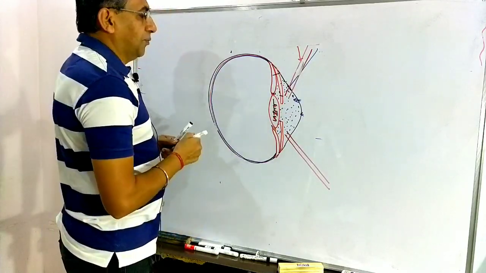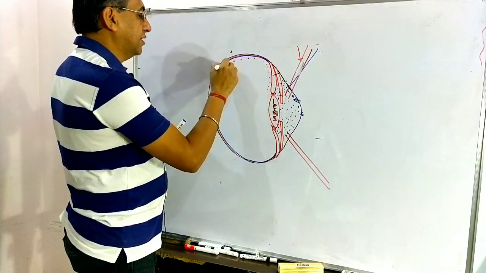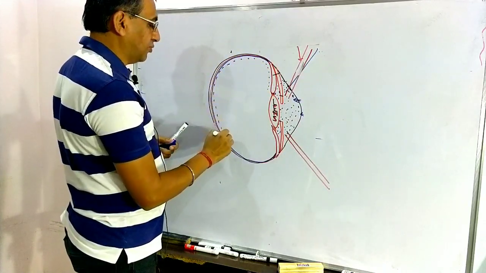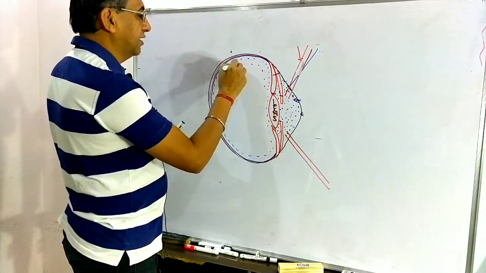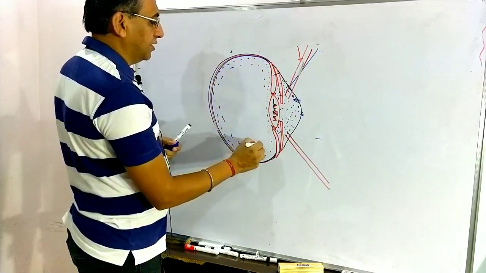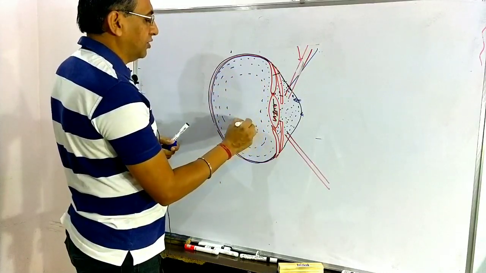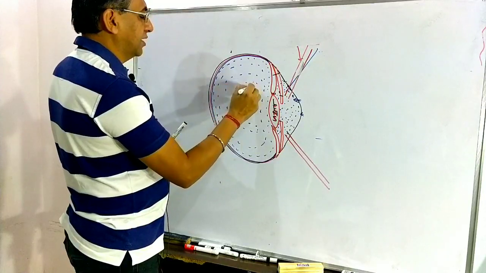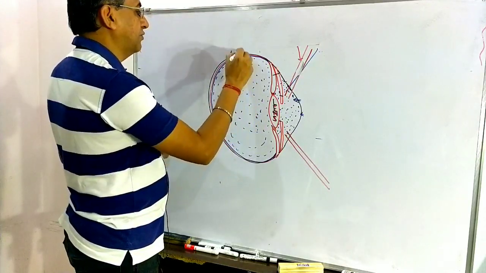Now see, between the lens and retina, there is the posterior chamber. This is the posterior chamber here, between the lens and retina. The fluid which is filled in this posterior chamber is known as the vitreous humor.